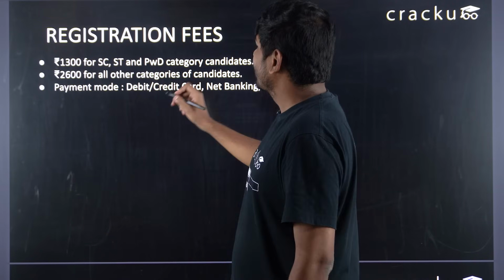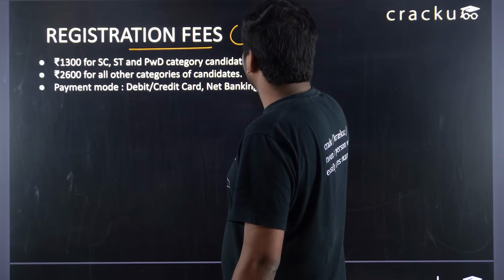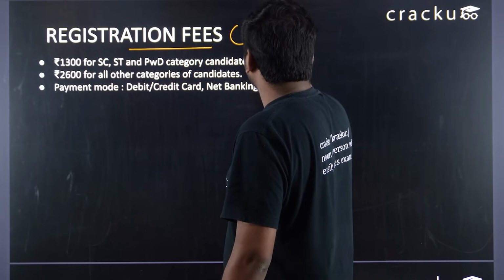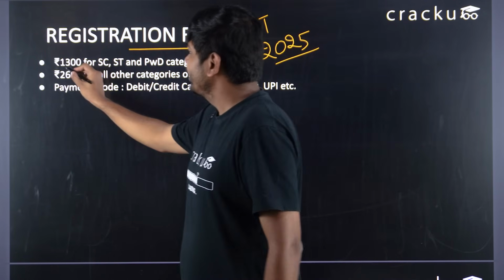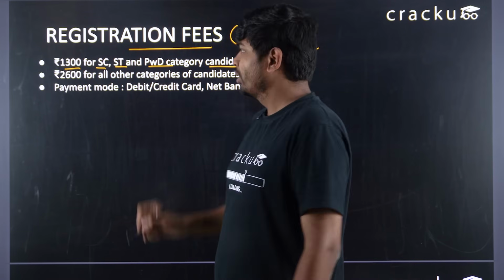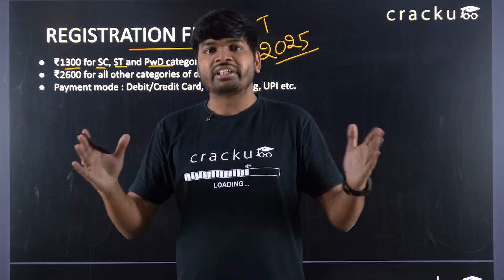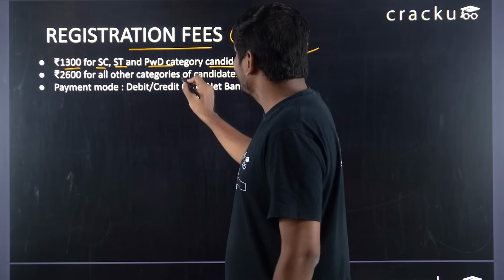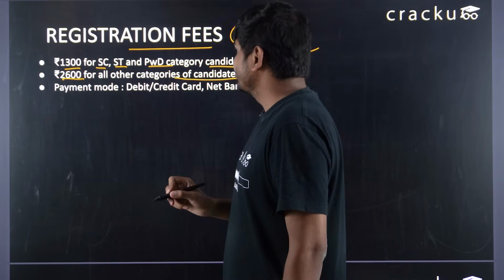Now coming to registration fees. The registration fees for CAT 2025 is 1300 for SC, ST and PWD category candidates. So if you belong to these categories, your registration fees will be 1300. And if you belong to other categories, then your fees will be 2600 rupees.